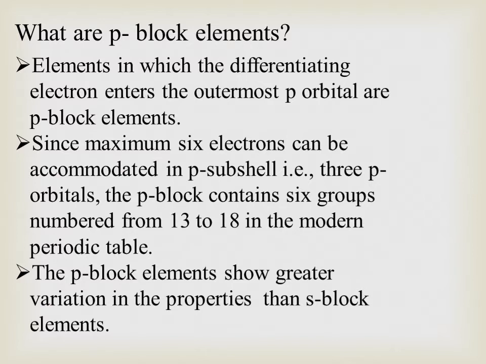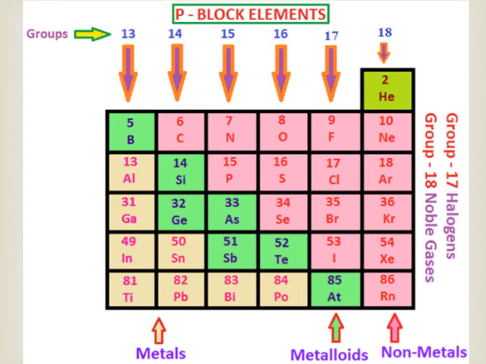My dear students, in this chapter we will be studying about group 13, 14 and 15 elements. We know that the P block contains 6 groups in all. So now let us study the elements of all these 6 groups. The first group of P block elements is group 13. Group 13 contains the elements boron, aluminium, gallium, indium and thallium.